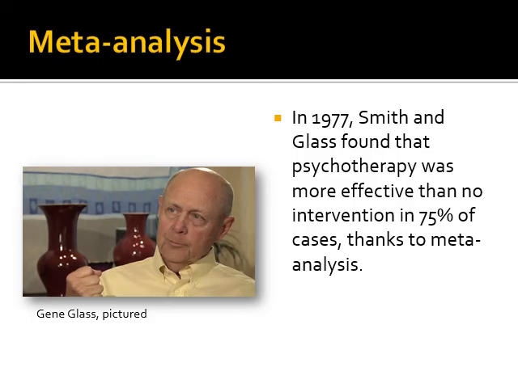So why is meta-analysis useful? Well, let's look at what happened in the history of counseling and psychotherapy. In 1977, Smith and Glass, and Gene Glass is pictured there, found that psychotherapy was more effective than no intervention in 75% of cases, thanks to meta-analysis. And that was at a time when psychotherapy was coming under attack for being ineffective, not very useful, too expensive.